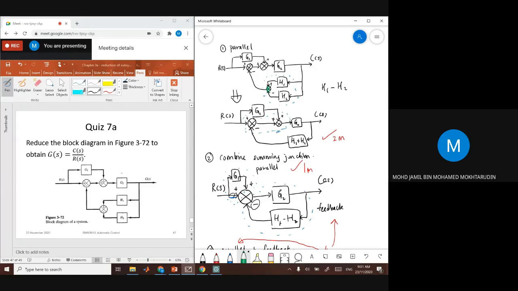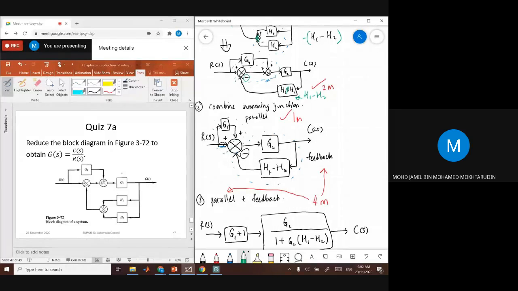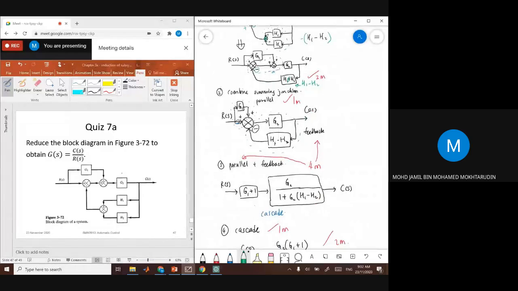Unless if you change this from minus to positive, then all this becomes minus, okay? Sebab ni remains, jadi remains jadi still jadi negatif. So you tak perlu tukar apa-apa. Just H1 minus H2 here. Ah, faham tak? Okay.